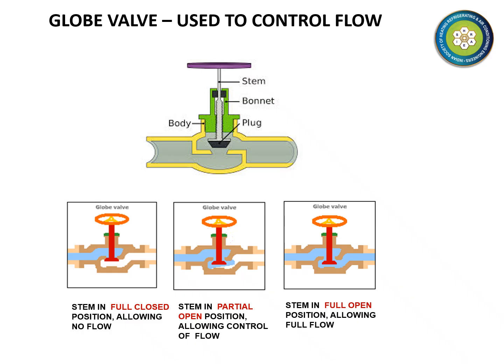A globe valve is used to control flow all the way from fully open to partially open to fully closed position.